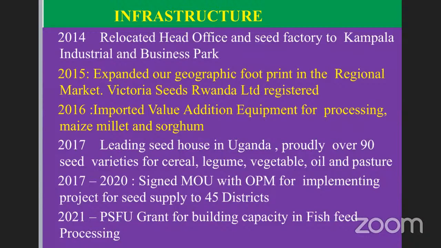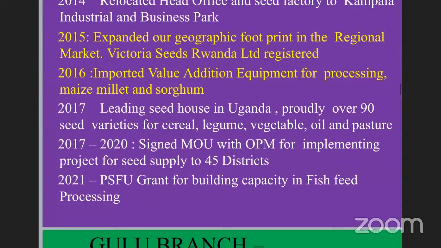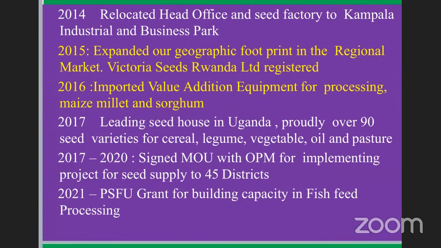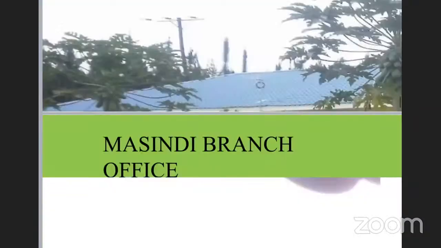So as of now, we say we are one of the leading houses. We are promoting over 90 seed varieties for cereal crop, for legume crop, for vegetable crop, oil crops, and a little bit of pasture seed. Yeah, we have worked with the Office of the Prime Minister implementing the Northern Uganda Social Action Fund 3. So they were expected to get NUSAF 4, but I think it hasn't yet materialized. So we did succeed in getting a grant for building capacity in fish feed processing, and we hope we can move forward.